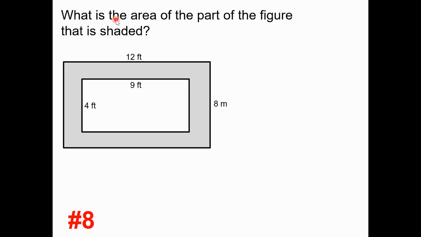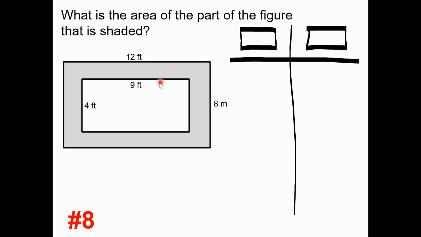Okay, so it says what is the area of the part of the figure that is shaded? All right, so this is very similar to composite figures. We see one big rectangle and one small rectangle. So we're going to start off the same way.